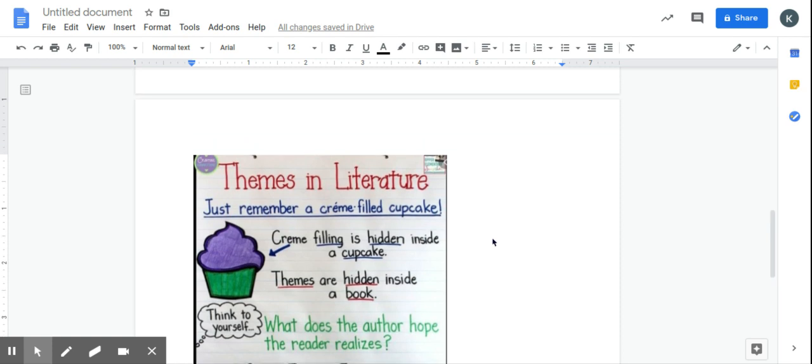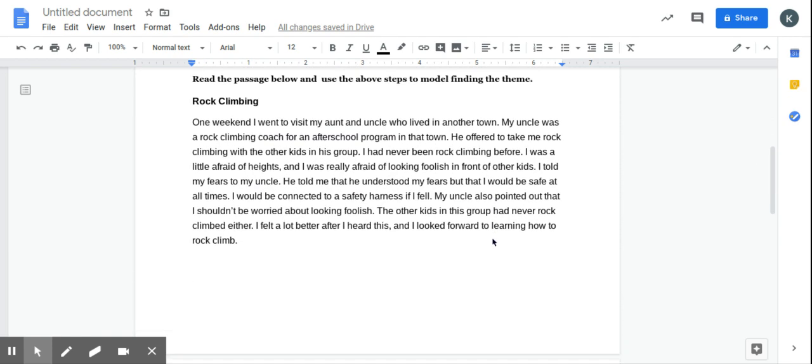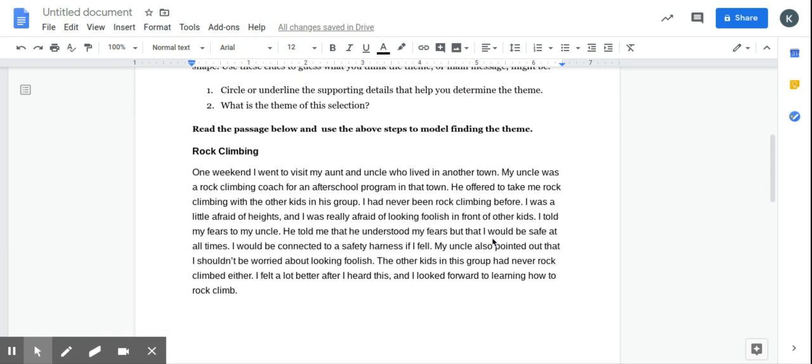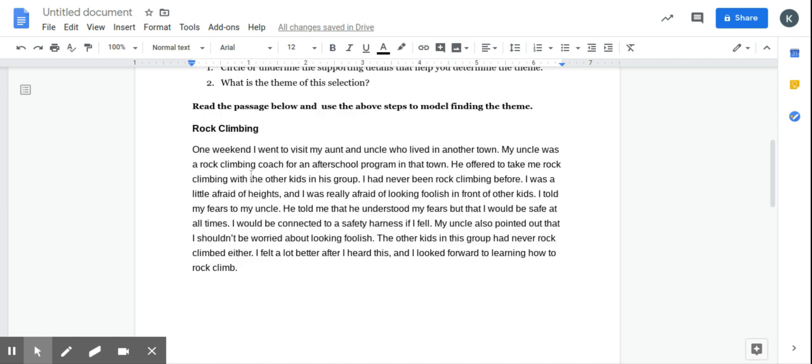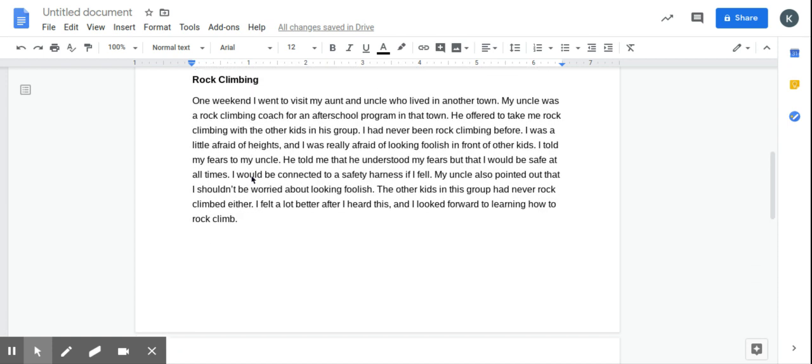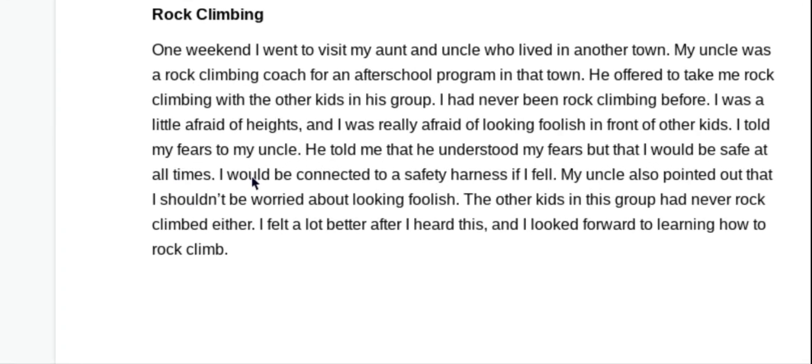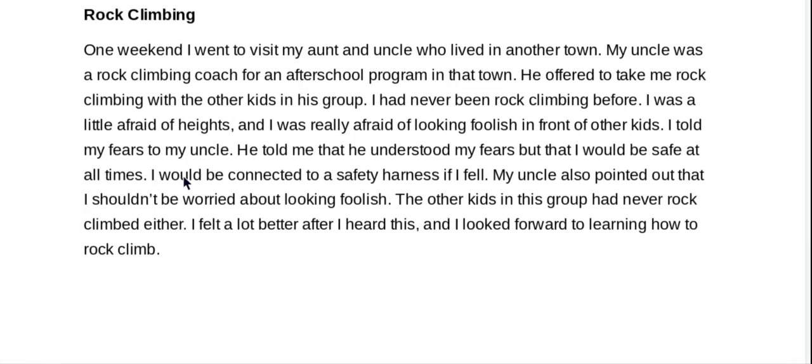All right, so I'm going to read a very short story and I'm going to figure out what the theme of this story is. So the story I'm reading is called Rock Climbing, and you're just listening, and then I'll figure out what the theme of the story is.